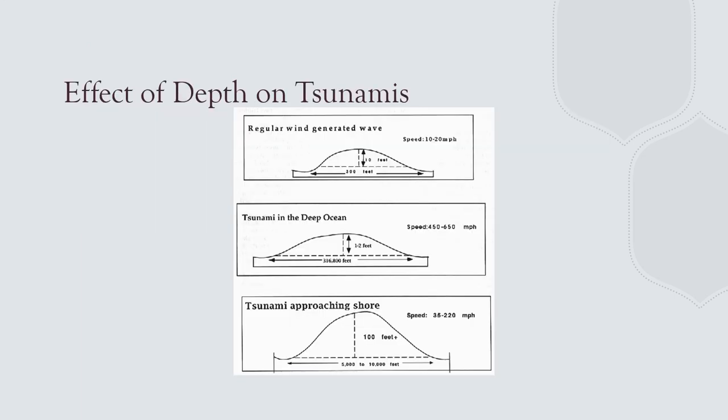So a really large regular wave can be 10 feet, but a tsunami can have 100-plus feet when it enters shallow water. Notice how large the wavelength is in deep water. It can be miles, and only a foot or two in amplitude. So when you're over the open ocean, super long waves. When you're in shallow water, super high waves.